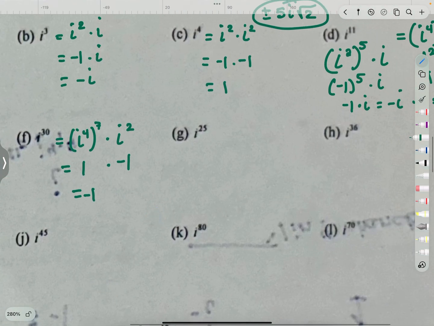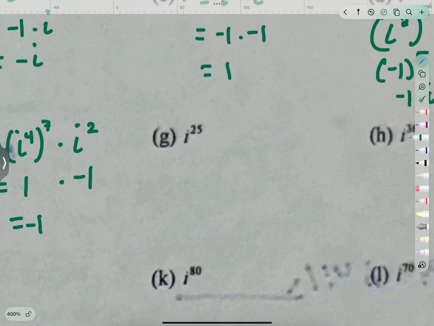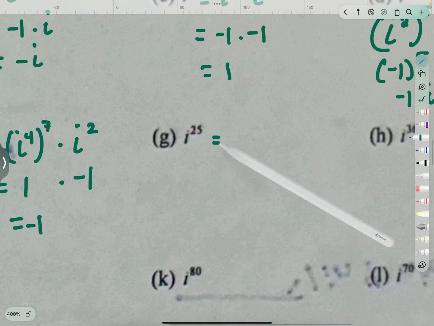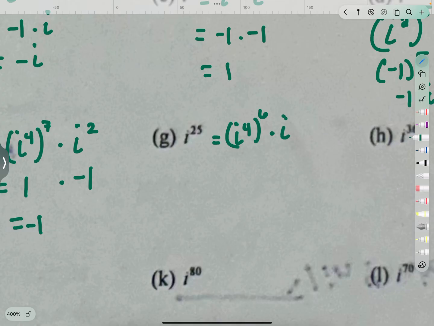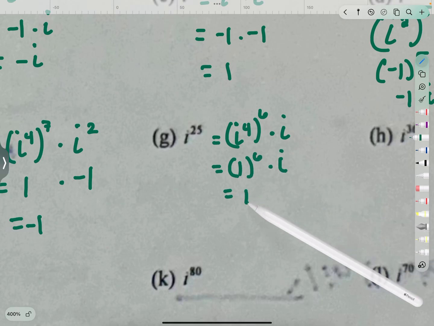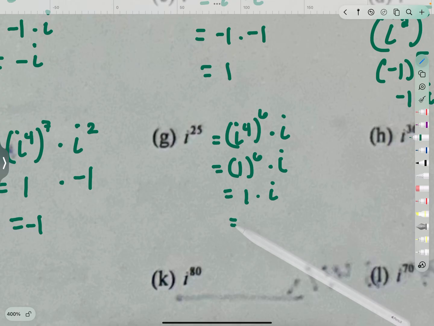All righty. The i to the 25th. 4 goes into 25, what, 6 times with the remainder of 1? So that's a good one to use. Goes into it 6 times. That's 24. 4 times 6 is 24 times another i. So they add up to 25 for an exponent. i to the fourth is 1. 1 to the 6th is 1. 1 times i is i.